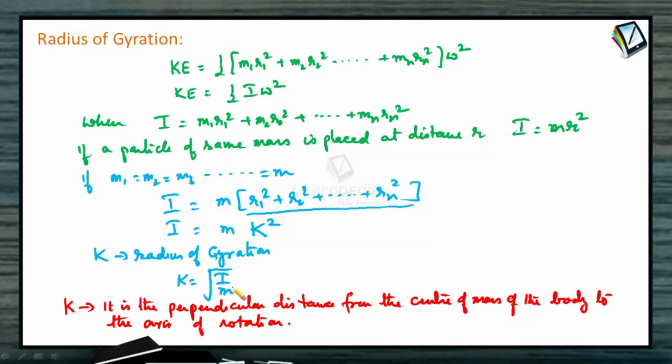That's what it means. So suppose I take a mass m and place it at a distance k from the axis of rotation, then whatever moment of inertia that particle has, it will be the same as the moment of inertia of the body.